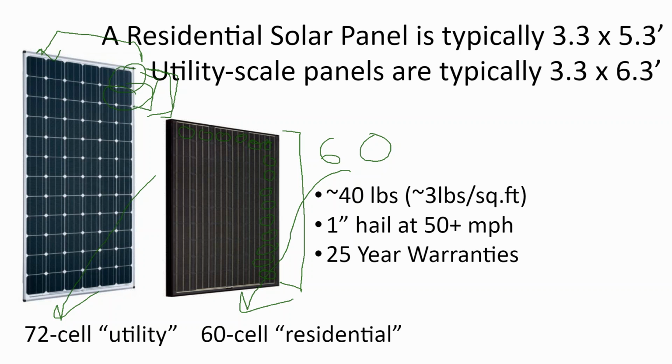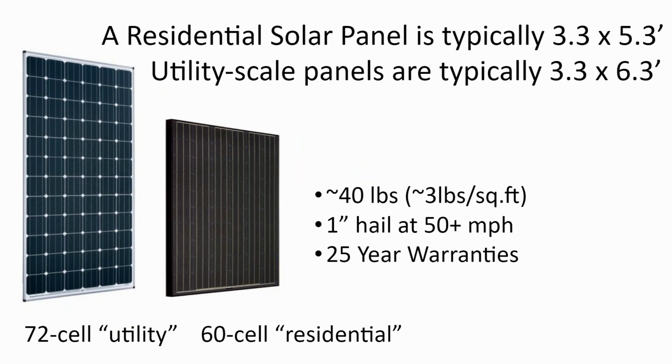It's not that you can't use 72 cell panels on your rooftop. It's just that I don't recommend it, particularly on slanted roofs, because they're harder to handle. It might become a 2-person job. They're rated to withstand the elements. Manufacturers know that solar modules are for outdoor use, so they design them to work outside. They're rated to withstand 1-inch hail at 50 miles an hour.